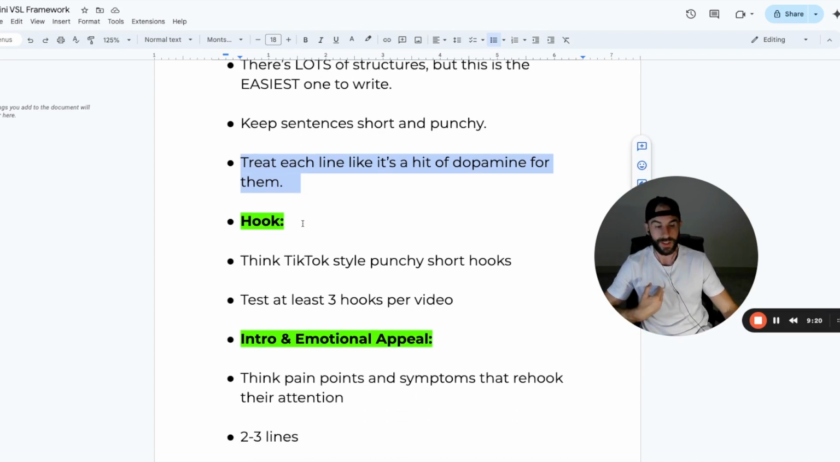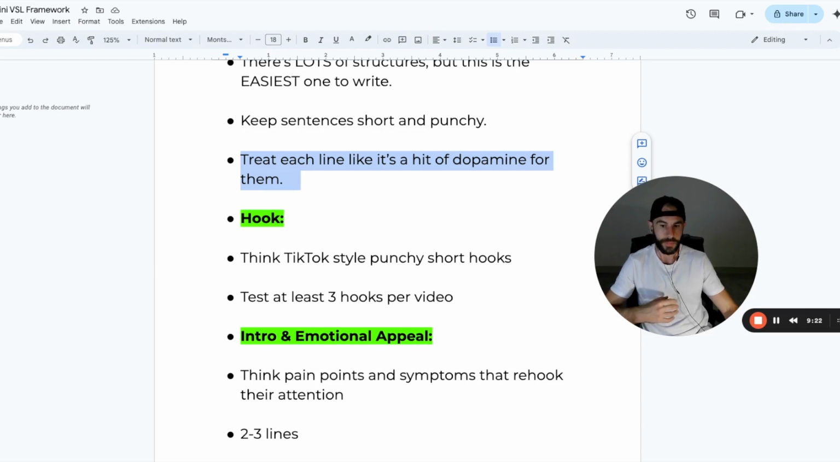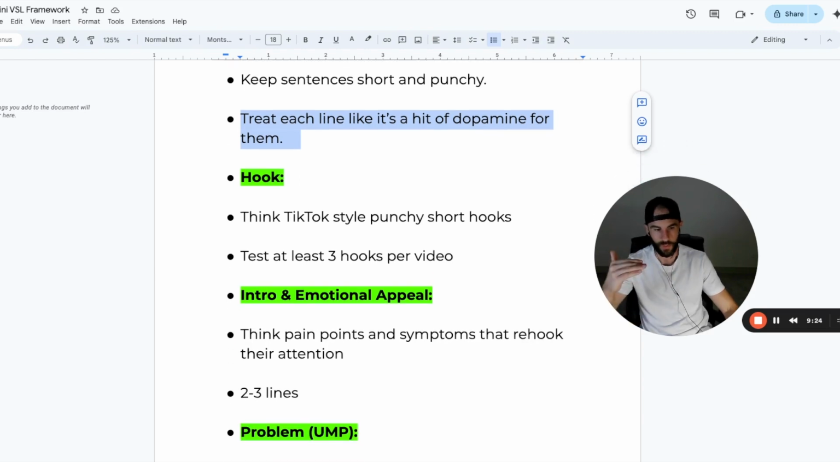Now, I personally like to write my hooks last. When I say start with your hook, that's just the very first part of the script. I don't mean you have to write it first. I like to write my script first, and then inside of the script, what I usually find is that there's a couple different hooks hidden in there that I make into the hooks that we're going to put at the top.